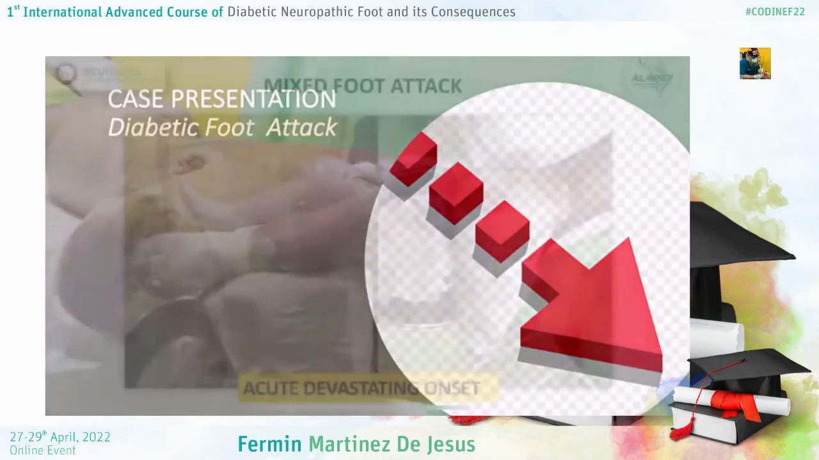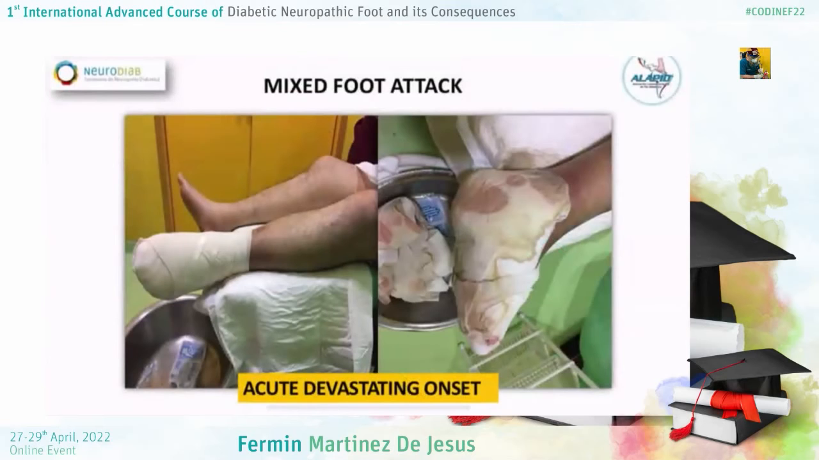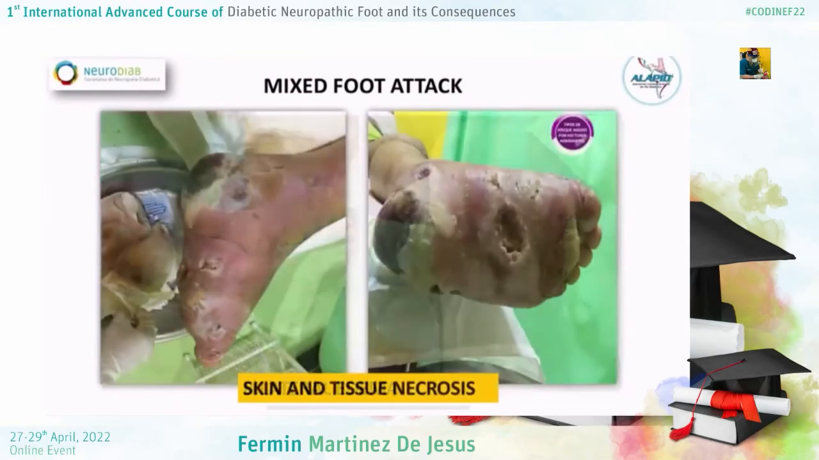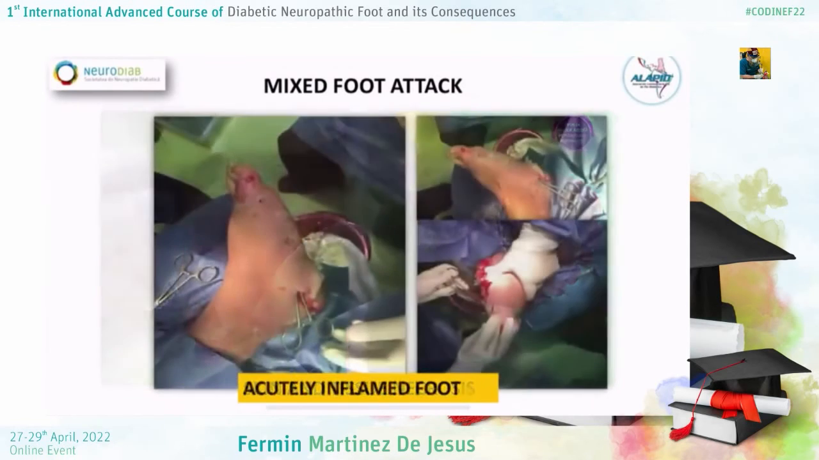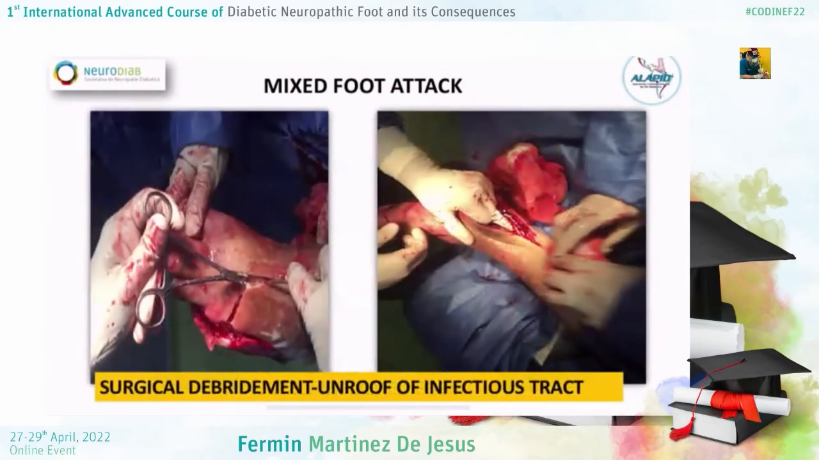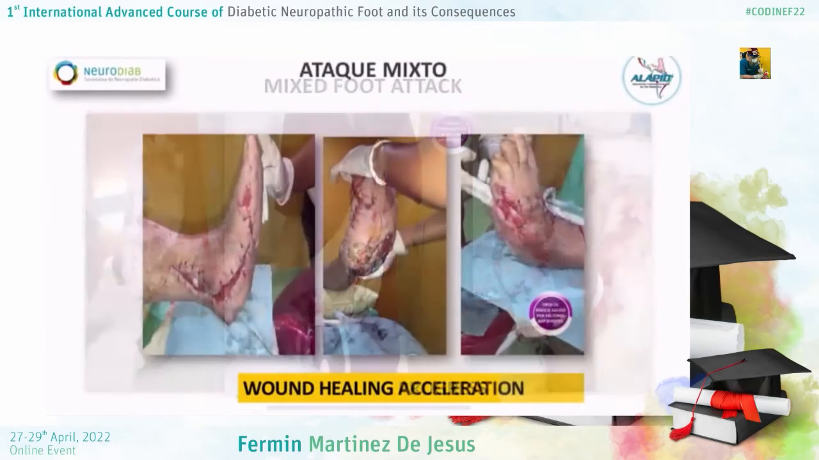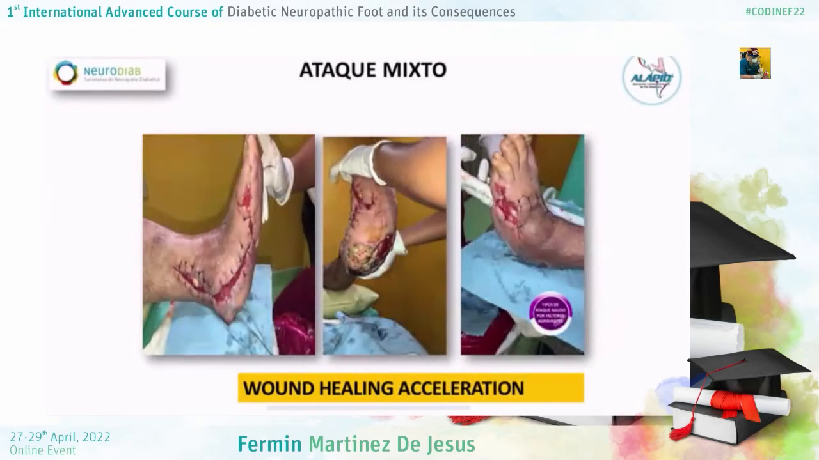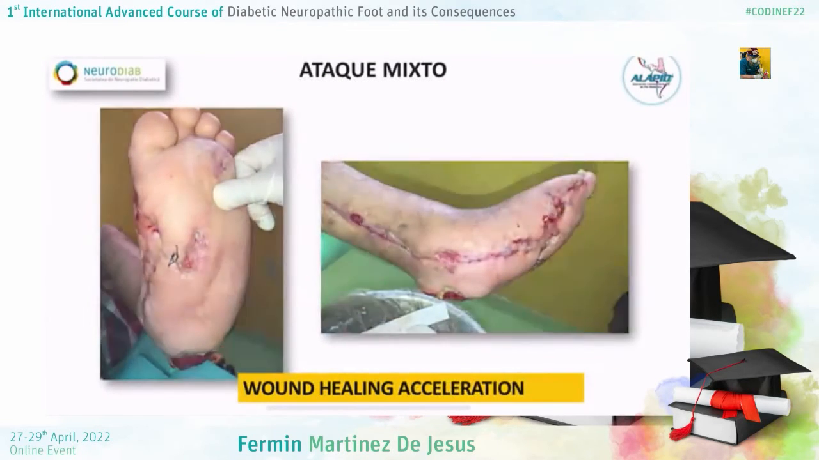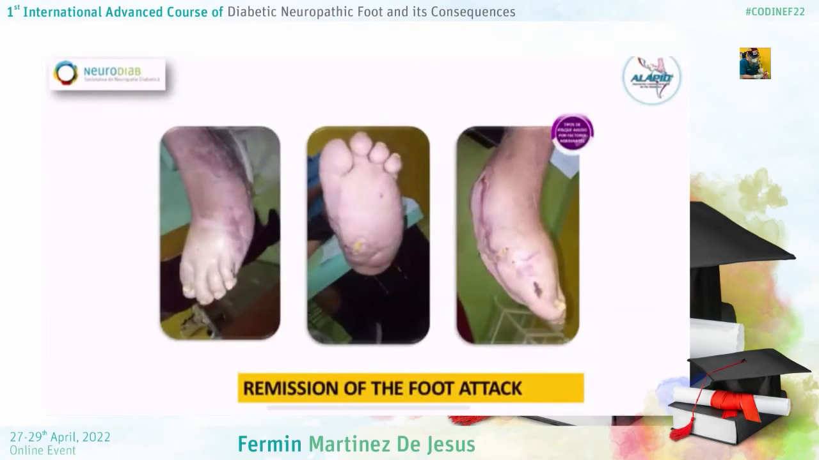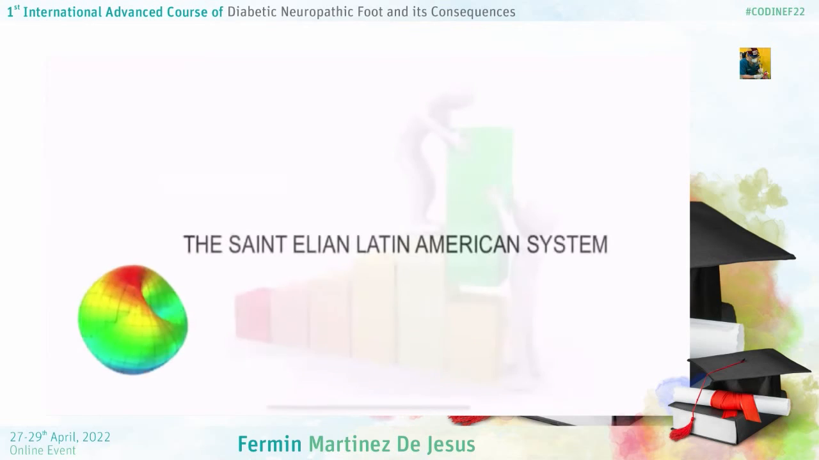So finally, we have a very brief example of a mixed foot attack with acute devastating onset, with bilateral edema, skin and tissue necrosis, and an acutely inflamed foot that was submitted to surgical debridement on the roof of the infectious tract. Wound healing progress was observed here with negative pressure therapy and surgical management until remission of the foot attack was obtained.